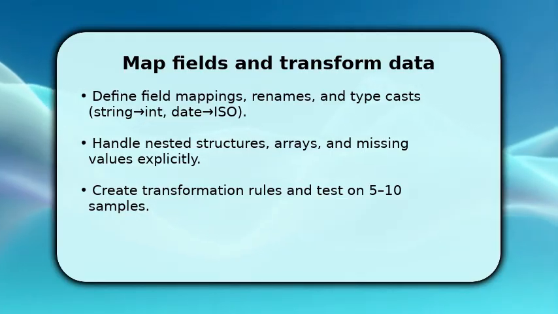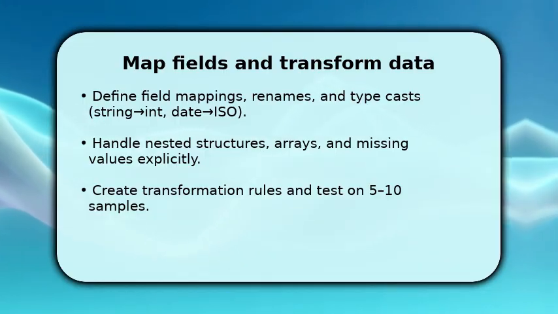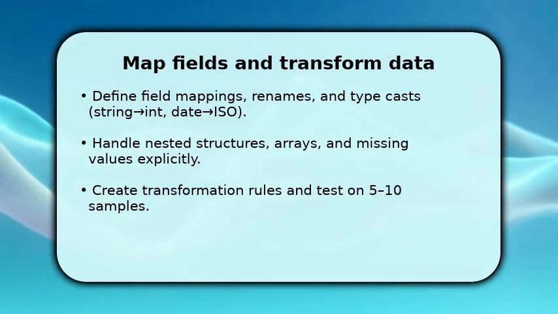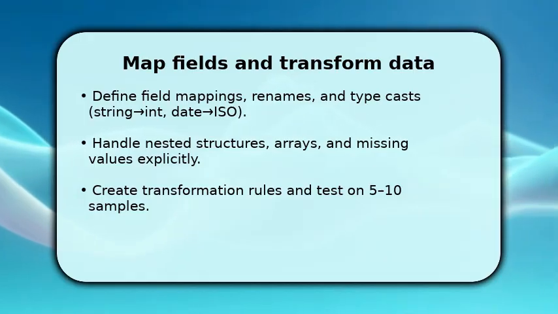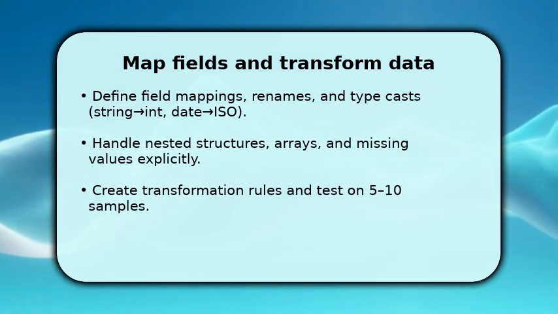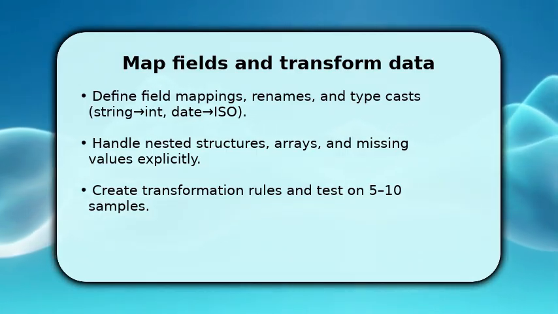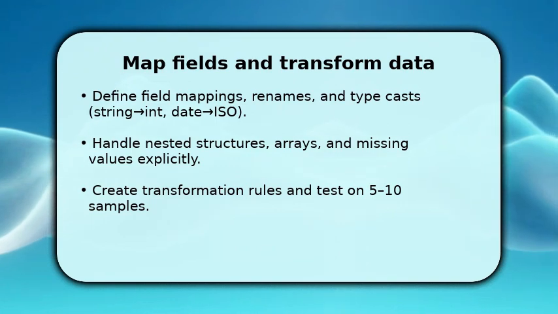As you work, handle missing values and defaults explicitly so downstream processes aren't broken. For example, convert empty strings to null or zero where appropriate. Once mapping rules are written, run transformations on several small samples and validate schema and sample records. If results match expectations, iterate on edge cases. Otherwise, adjust rules until they match the sample.